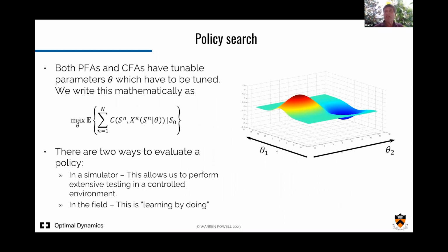Now, both PFAs and CFAs have tunable parameters, and you have to tune them. So here's a case where I have two tunable parameters. The thing is, you then have to run simulations, and the simulations are noisy. So I can tune it in a simulator. That's where I'd like to be able to do it. Some places you have to tune in the field, and boy, is that an area that needs some more research.